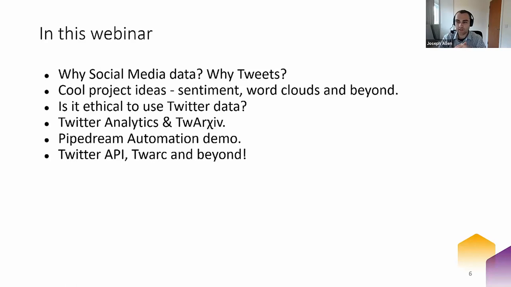We'll then cover some basic analytics tools. And for those of you new to programming, this will be an entry-level way of looking at Twitter data. That includes Twitter's built-in analytics and something called TwArchive. Then we'll perform a demo using the automation tool Pipedream, allowing us to collect some tweets without worrying about the Twitter API or any programming. And then finally, we'll dip properly into Python. No, we won't. We're going to be using a command line tool to play with the Twitter API and use Twitter's full archive search to explore some vegan data.